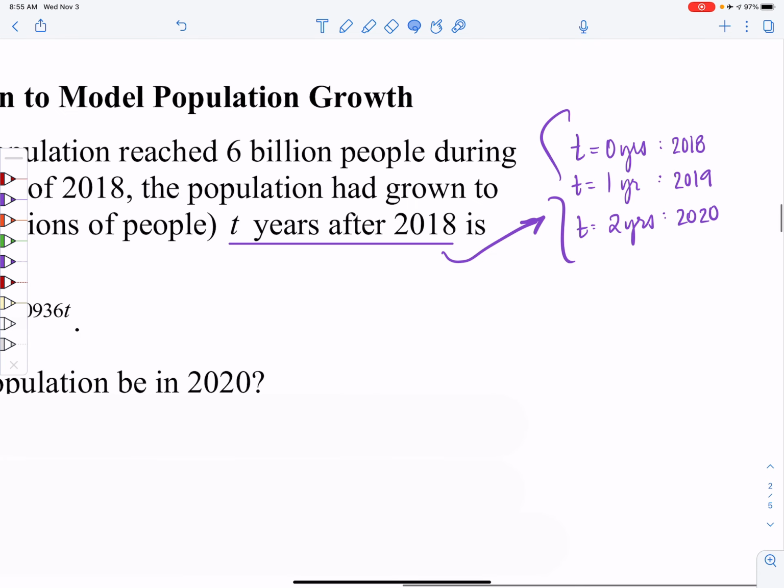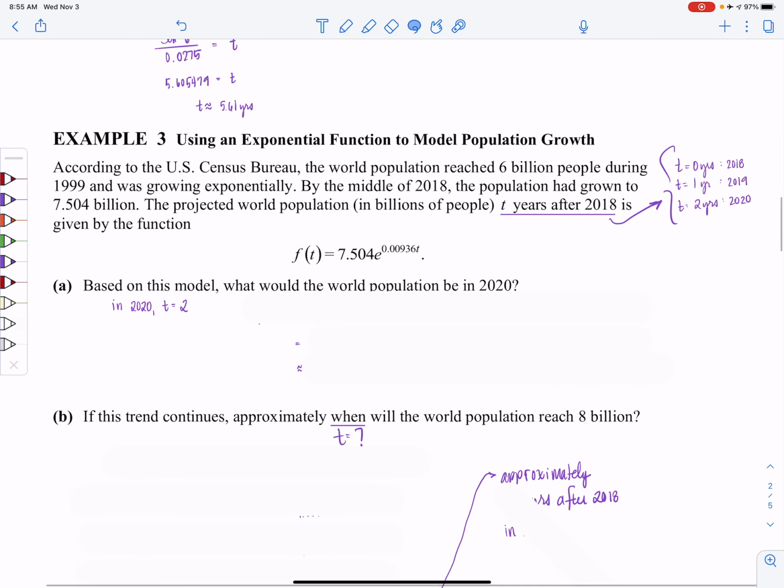2018. So we're going to consider T equal to 0 at 2018. 1 year after 2018 is going to be 2019, so my T will equal 1. 2 years after 2018 is going to be 2020, so that's going to be my T value of 2.